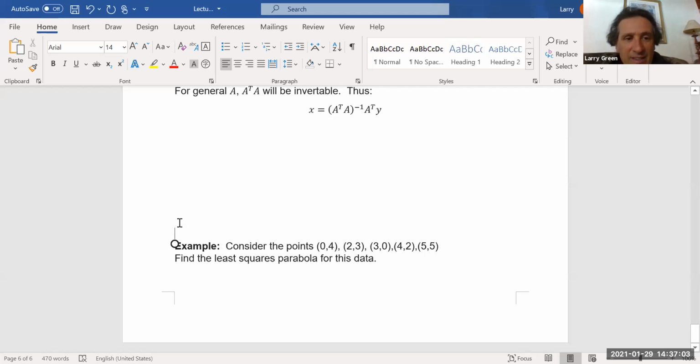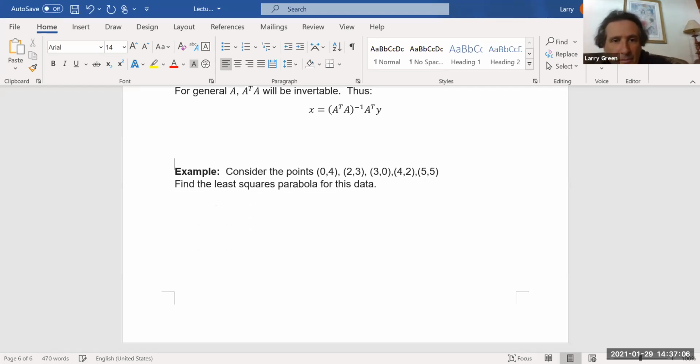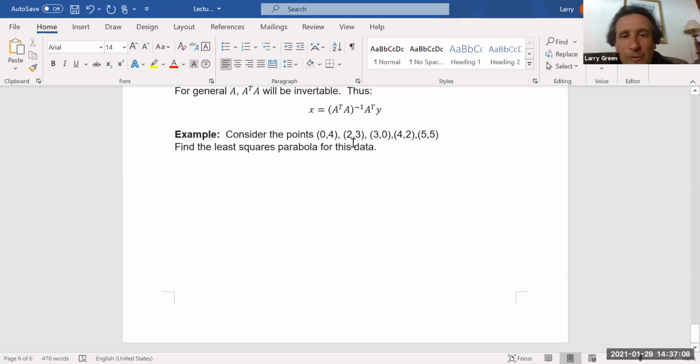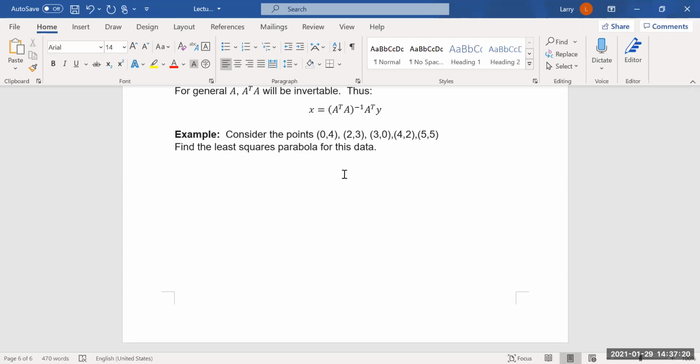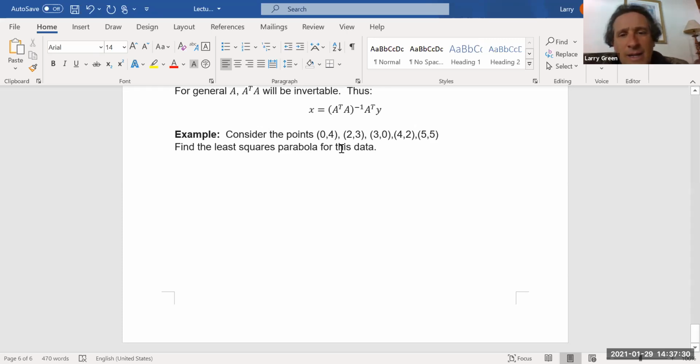Okay, so let's consider the points (0, 4), (2, 3), (3, 0), (4, 2), and (5, 5). Now, do these lie in a parabola? No, they don't. You could test it and you'll realize that they don't. So what we want to do is say, well, they don't lie in a parabola, but what's the best fitting parabola for these points? Does that make sense?